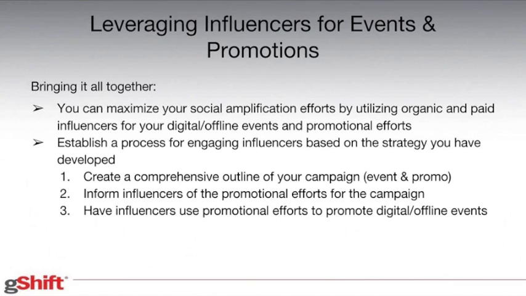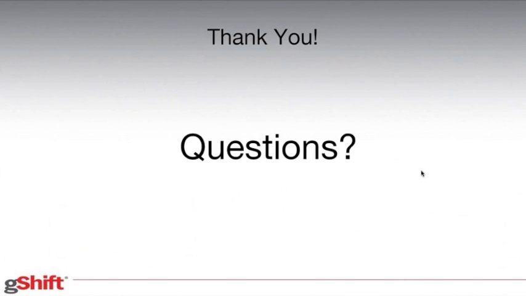In this webinar, we looked at social amplification first, then influencers, then digital events, and then promotions. But in real life, it works the other way around. You're going to look at your events first. You're going to establish a promotional campaign around that, whether it's hashtags or promo codes or whatever goes along with the event that you're planning. From there, you identify influencers. And once you pull all of that together, you have social amplification. That is basically the presentation for today.